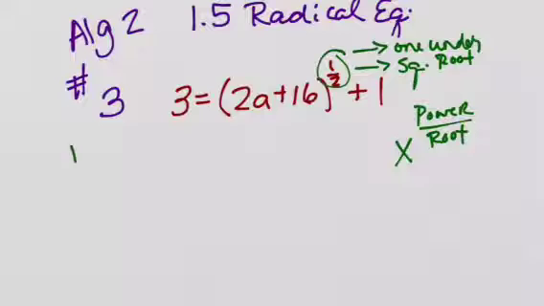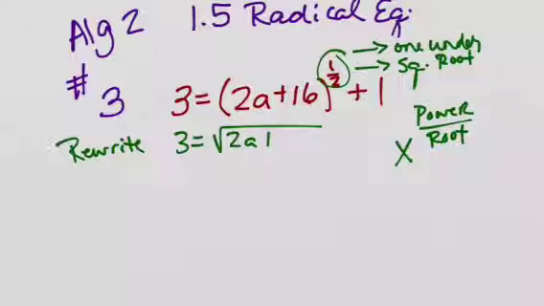So let me just go ahead and start by rewriting this. It's 3 equals, and it's a square root of 2a plus 16. Notice that there's a plus 1 on the outside. Do not put him underneath. He doesn't belong underneath. Okay?